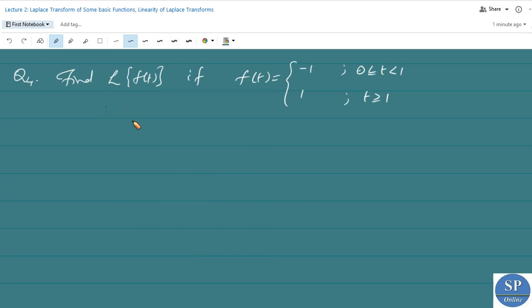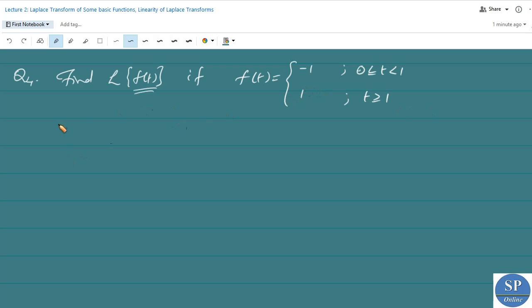One more question. Find L of f(t) if f(t) is equal to minus 1 for 0 less than or equal to t less than 1, and 1 for t greater than or equal to 1. So here we need to find the Laplace transform of this function f(t), which is defined for all t greater than or equal to 0, right? And this function is a split function, so this is minus 1 in the interval 0 to 1, and for 1 to infinity it is 1.